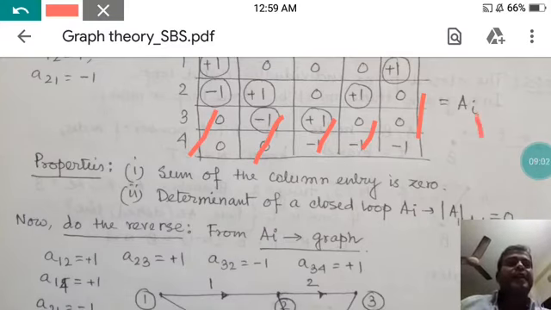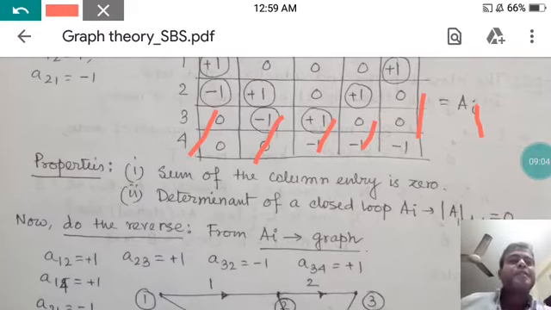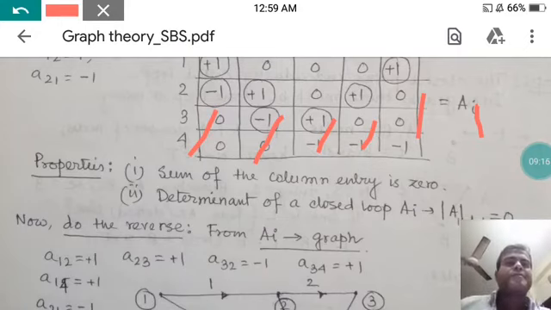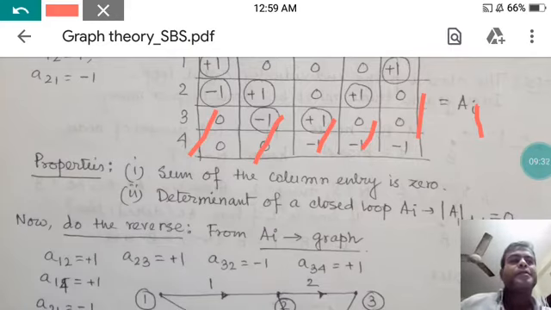Now another thing is what? The determinant of A for a closed loop is always 0. So if you have a closed loop and you make its A, the determinant is always 0. So how do you decide whether a loop is closed or not, which one is a tree and which one is a graph? Just take its incidence matrix. If it is a graph, meaning a closed loop, obviously the determinant is 0. I have shown you this. You can see this particular point.